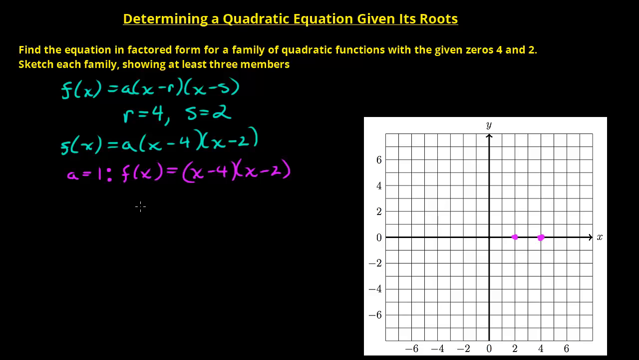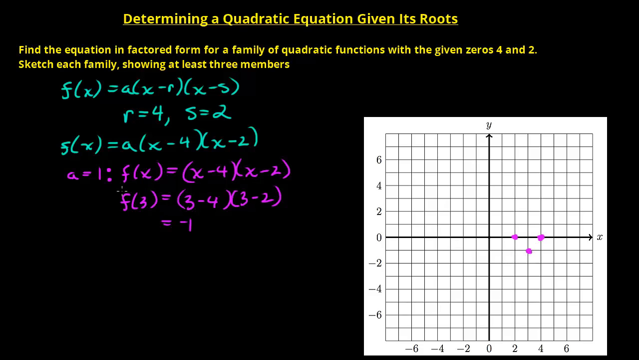To figure out the y value of the vertex, we can just do f of 3, which is equal to 3 minus 4 times 3 minus 2, which is equal to negative 1. So the y value of the vertex is negative 1, and the x value is 3. So we can go to 3 comma negative 1 and put a point there.